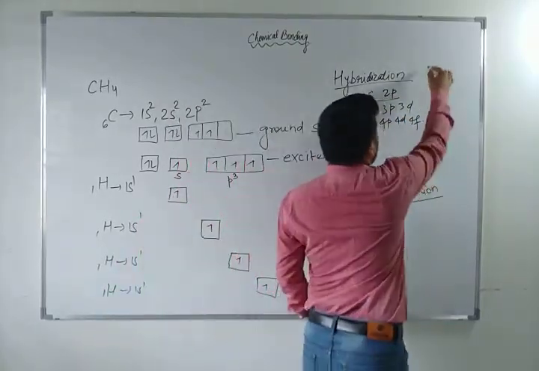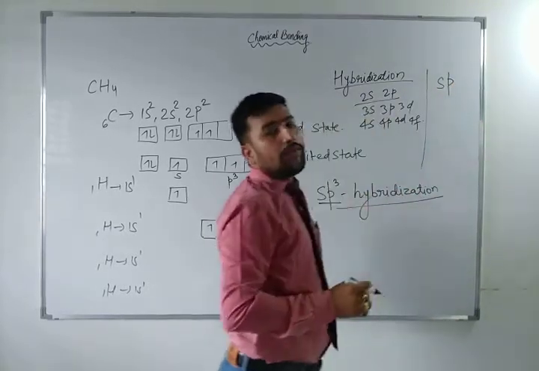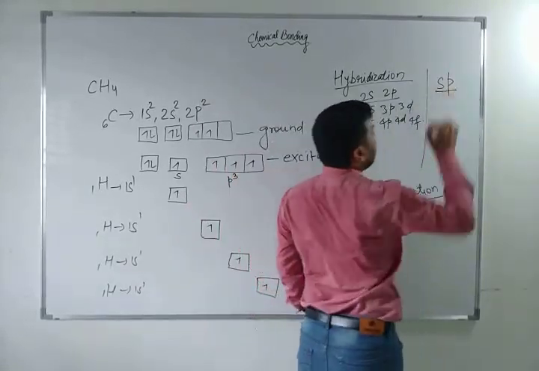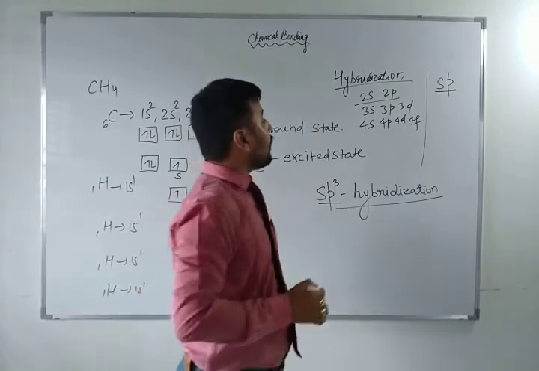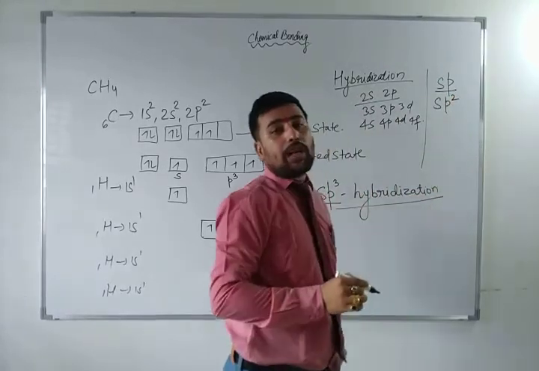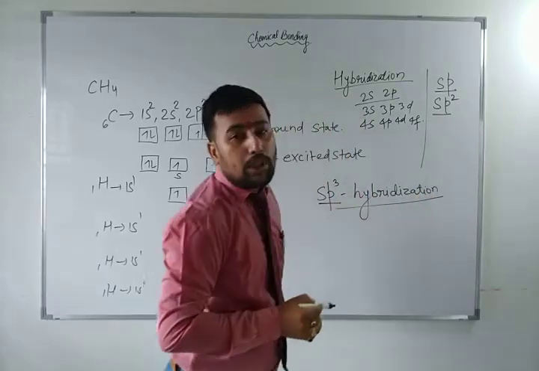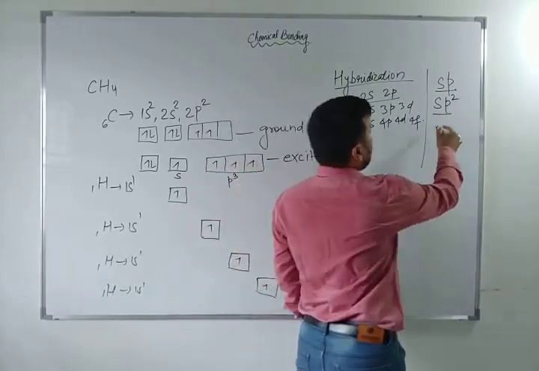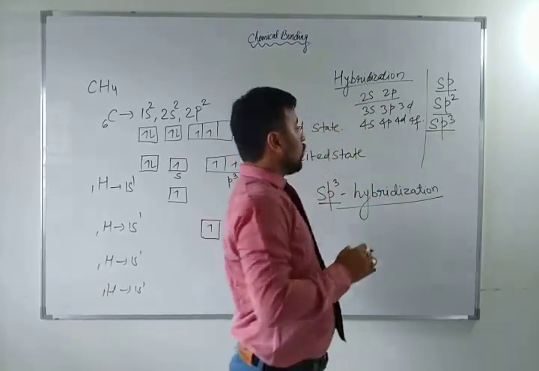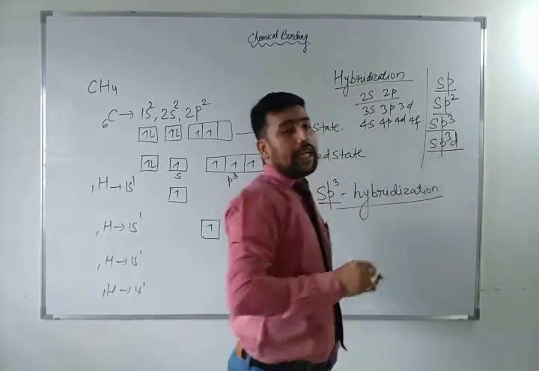If two atomic orbitals, one from 2s and one from 2p, overlap, there will be formation of sp hybridization. If three atomic orbitals overlap, two from p and one from s, you can see here sp2 hybridization. When 1s and 3p overlap, it is sp3 hybridization. 1s, 3p and 1d gives sp3d hybridization.